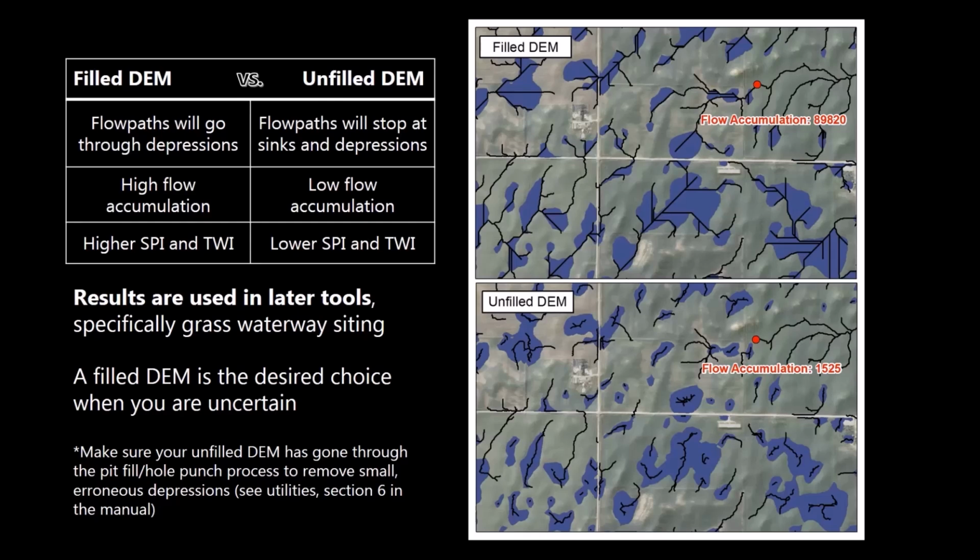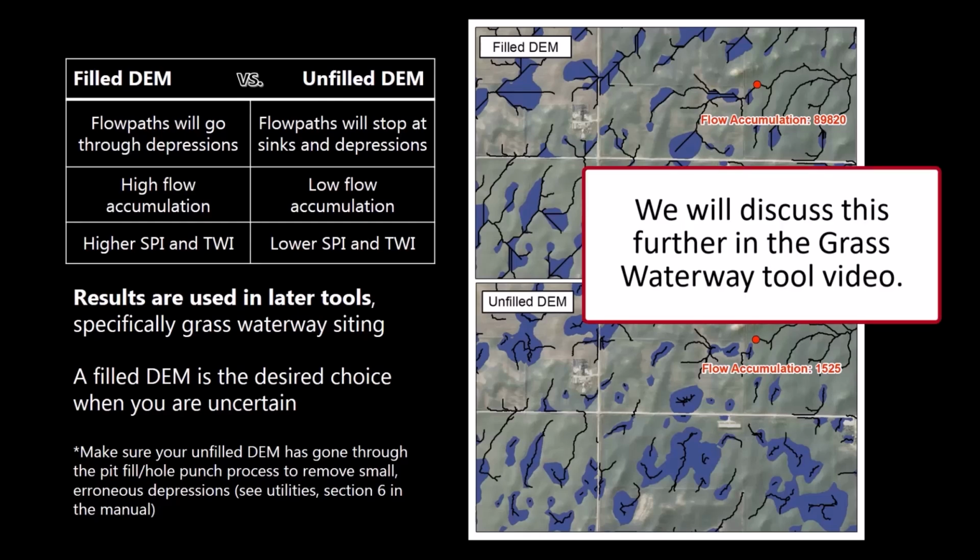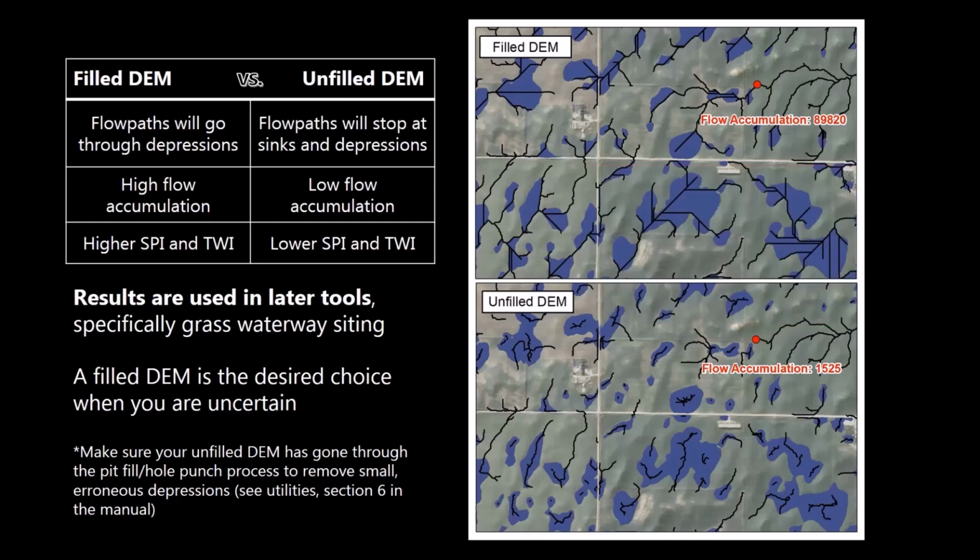So depending on your landscape, if you know it has a lot of depressions or is very pocky, and that you won't site grass waterways through there, it may make more sense to use the unfilled DEM. However, if you're really unsure, the filled DEM is probably going to be your desired choice. As you'll see in later tools, you'll have the option to account for the presence of depressions, but it's completely your call. You could also run both and just use a different name in the outputs.